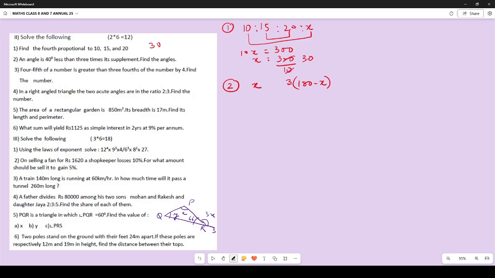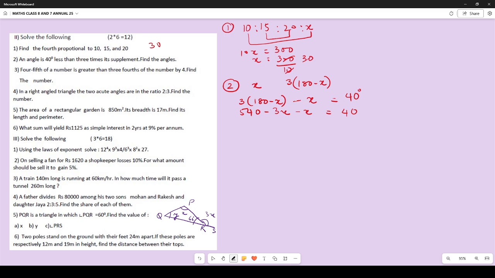So that means if you subtract 3 into 180 minus x and you subtract x from this, this will give you the difference of 40 degrees, right? So what do we get over here? 540 minus 3x minus x is equal to 40.